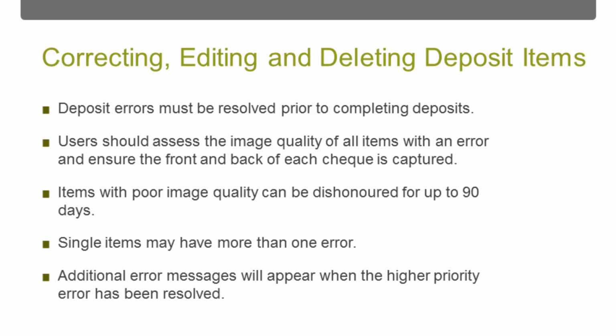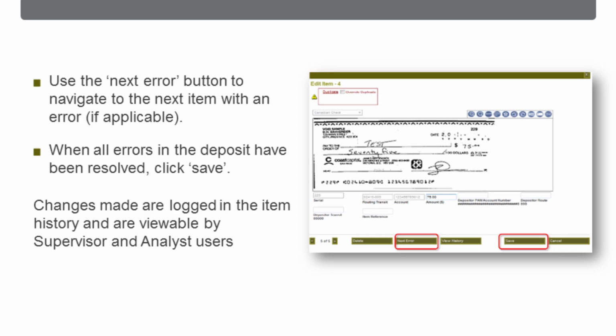It's possible that more than one error condition will apply to a single item. The additional error message will appear when the higher priority error has been resolved. The Next Error button can be used to navigate to the next item in the deposit with a recognized error, if applicable. When the last error in the deposit has been resolved, click the Save button.